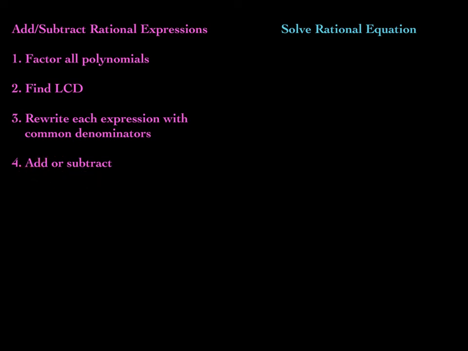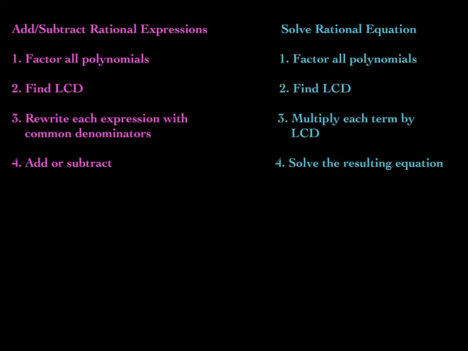Now let's look at the process for solving a rational equation. All right, to solve a rational equation, you factor all polynomials. Notice that first step is the same. Factor, factor, factor, especially the denominators, okay? Find the LCD. That's the same second step as well. Now here is where the process changes. Once you have the LCD, you are not getting common denominators. You are multiplying each term by the LCD. If you do this step right, you'll have an equation that has no more fractions. Solve the resulting equation.